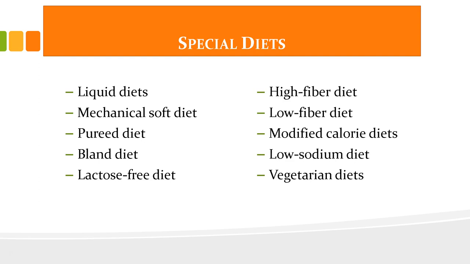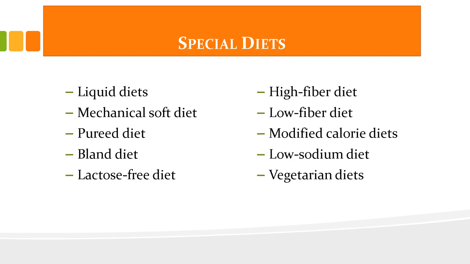Spicy and citric foods are avoided for a bland diet. Lactose is a type of sugar found in milk or dairy products. People who are lactose intolerant will need to avoid milk and dairy products. High fiber diets increase the intake of fiber to help with digestion. Low fiber diets restrict fiber due to too much diarrhea.